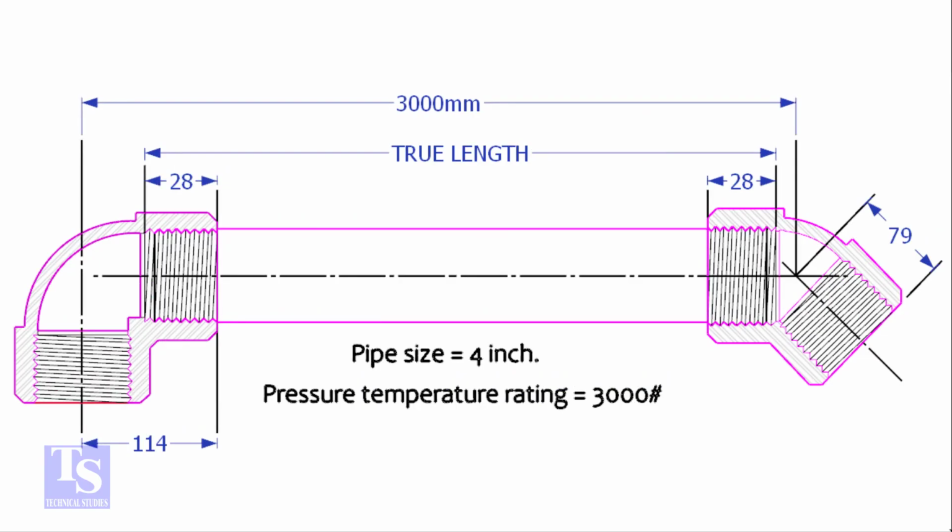Let us calculate the true length of a pipe. The pipe size is 4 inch. Pressure rating is 3,000 pounds. And the travel length is 3,000 millimeters.